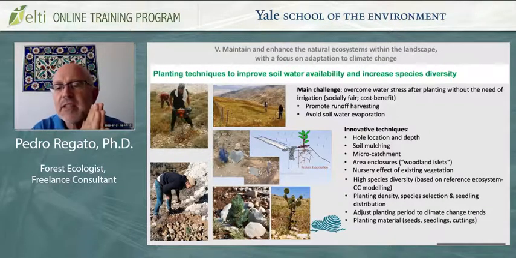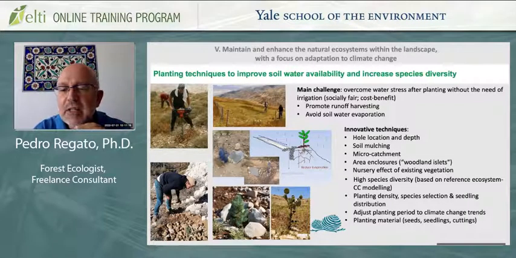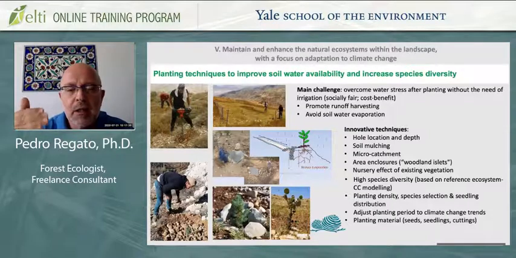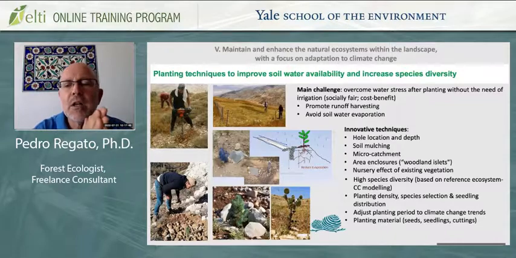The project looked at the planting densities, the species selection, and the seedling distribution in the planting area. And an important feature for us was to adjust the planting period to the climate change trends. We understood that we needed to postpone the planting period to the first rains, which are happening later in autumn, which becomes a problem because it is getting very close to the period of very cold conditions and frost. So we needed to adjust the planting period very well, mainly in autumn.